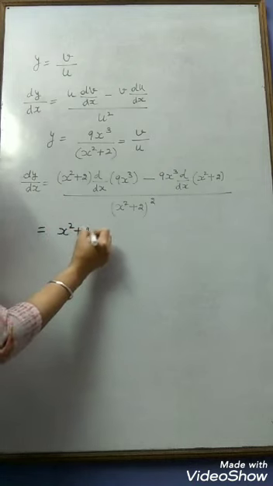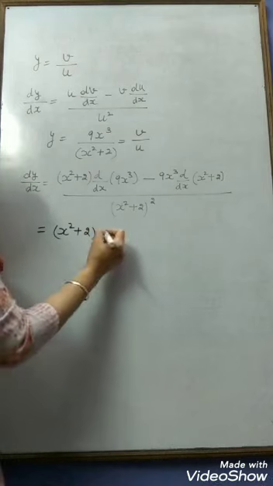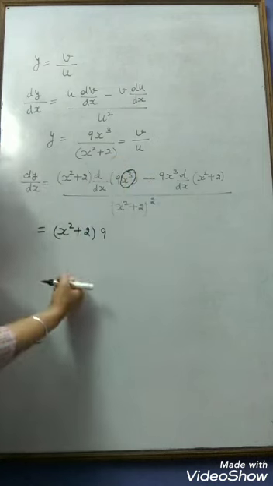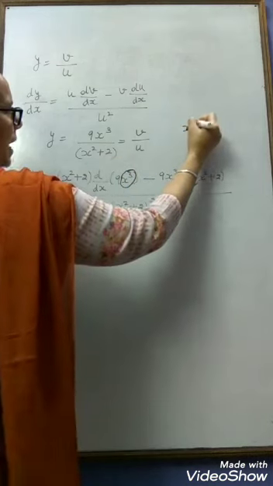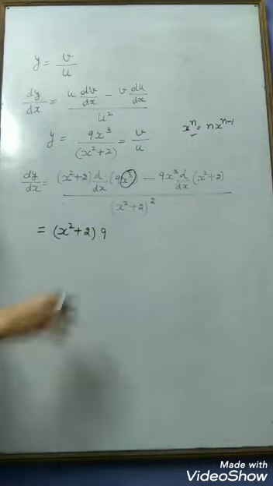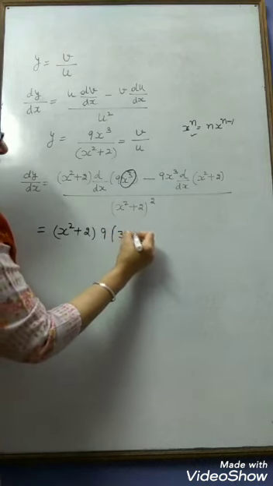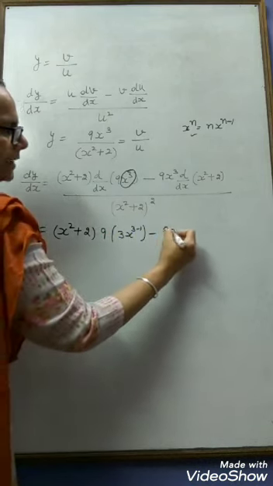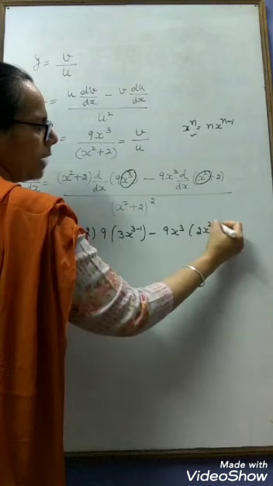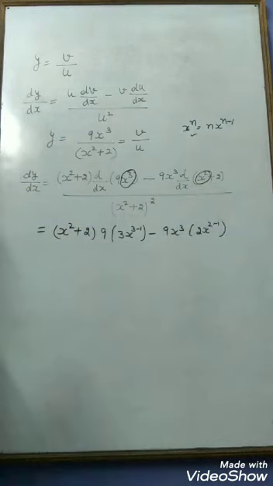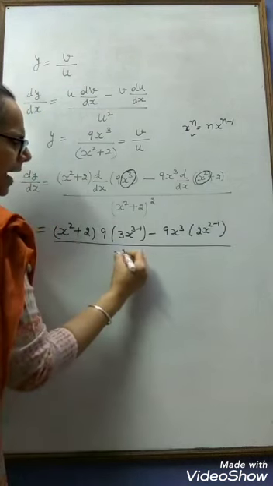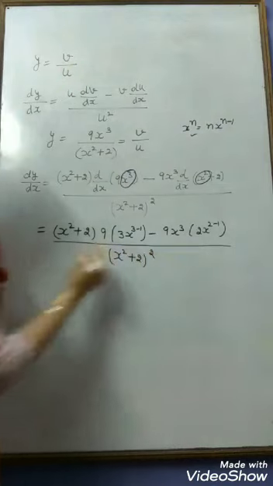Now the derivative of 9 is constant, we have to differentiate this x cube. Again we apply the formula x^n, n x^(n-1). This is the general form of this equation. Now we have 3x^(3-1), minus 9x cube, again the x^n formula, 2x^(2-1). This is constant, no need to take the derivative because a constant has zero derivative. And here x square plus 2 whole square.